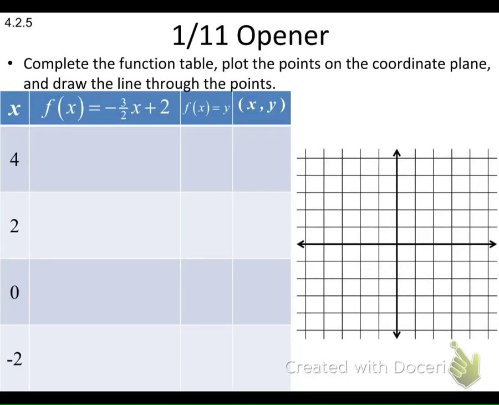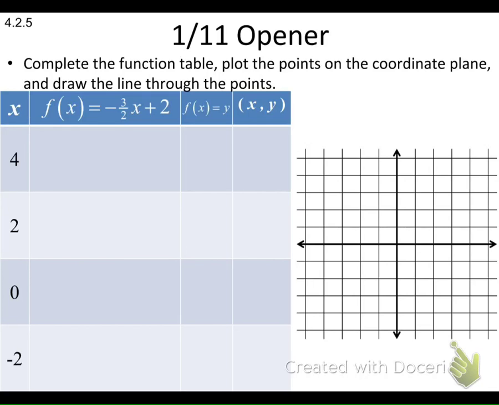So today's opener is almost identical to the quiz that you're going to take right after, with the exception of some of the variables will change and, of course, the numbers will change. So we've been working on function tables this week and then graphing those function tables.